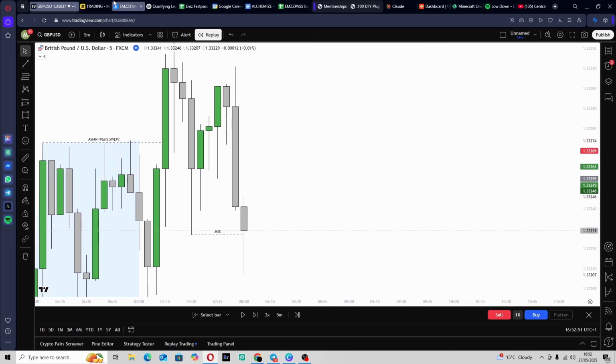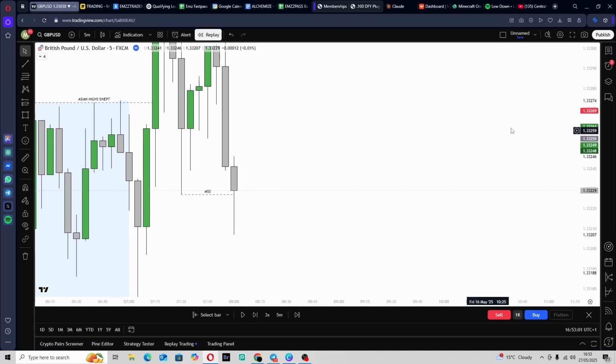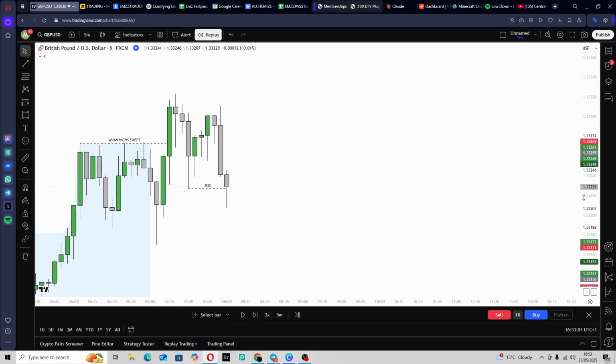So now all I'm going to be doing is ticking this off. We have a fractal low, we have a break of structure, and we also do have an engulfing candlestick, and that's done. So all we need to do now is identify the fair value gap, and then we can execute the trade and start making some money.